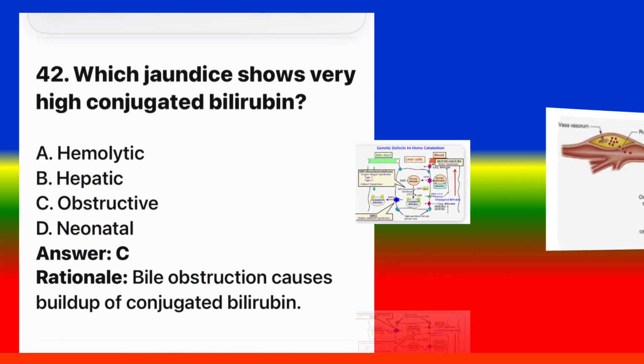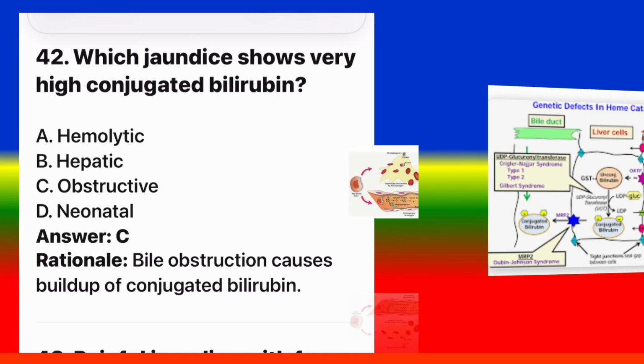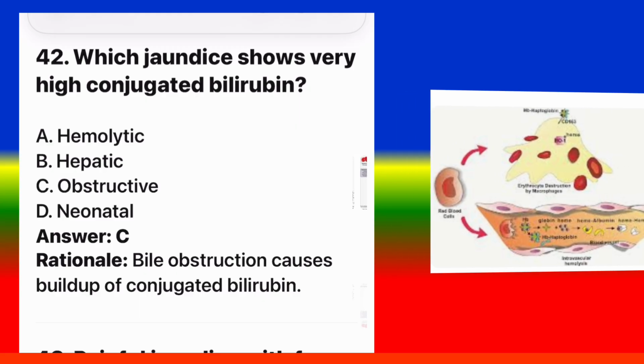42. Which jaundice shows very high conjugated bilirubin? A. Hemolytic, B. Hepatic, C. Obstructive, D. Neonatal. Answer C. Rationale: bile obstruction causes buildup of conjugated bilirubin.